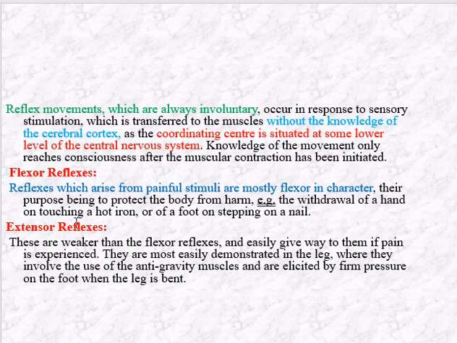Basically, there are two types of reflexes: flexor reflex and extensor reflex. Flexor reflexes, which arise from painful stimuli, are mostly flexor in character, their purpose being to protect the body from harm. For example, withdrawal of a hand on touching a hot iron or a foot on stepping on a nail. Extensor reflexes are weaker than flexor reflexes and easily give way to them if pain is experienced. They are mostly demonstrated in the leg, where they involve the use of the anti-gravity muscles, and are elicited by firm pressure on the foot when the leg is bent.